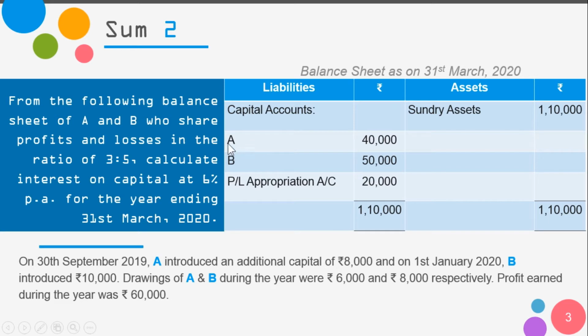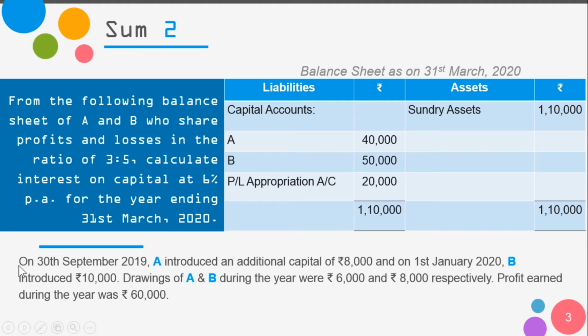Point to be noted here is that the capital accounts which are given here are the closing capital as on 31st March 2020. So in this case, we need to calculate the opening capital first. As per the rule that we covered in the previous video, interest on capital is always calculated on the opening capital. We will see this in the later part of the video, how it's calculated.